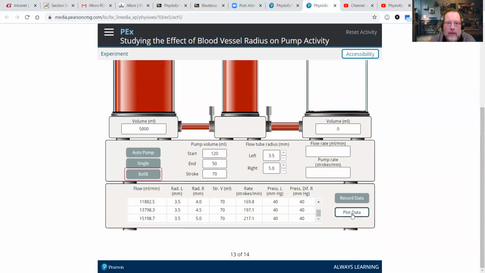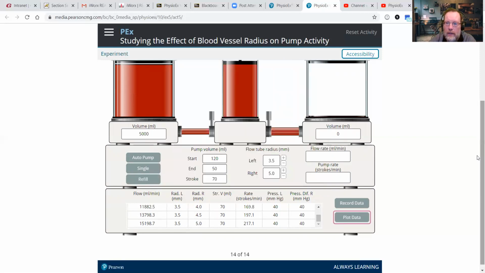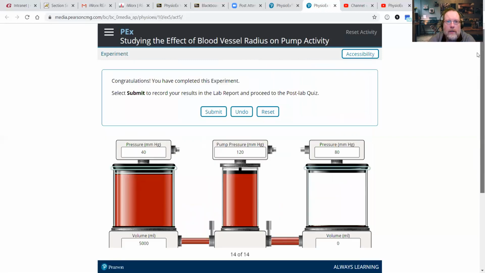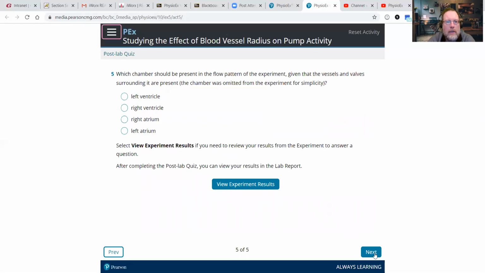It asks us to plot the data. So you're going to plot the data, and again, we can see that nice, fairly linear looking plot. Okay, so we see roughly as we go up every half of a millimeter in radius, we see a similar increase in flow rate. Okay, well, I hope you learned a little bit, and when you perform these on your own, it does make a little bit more sense to you.